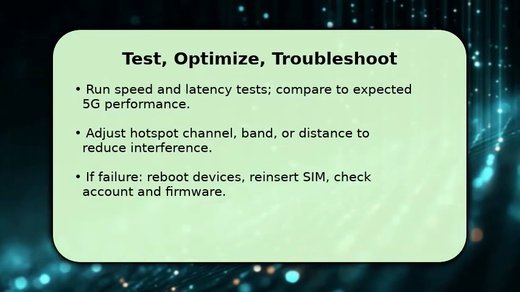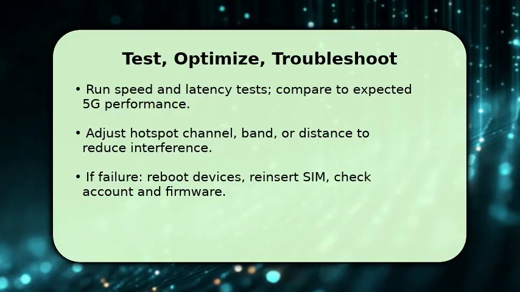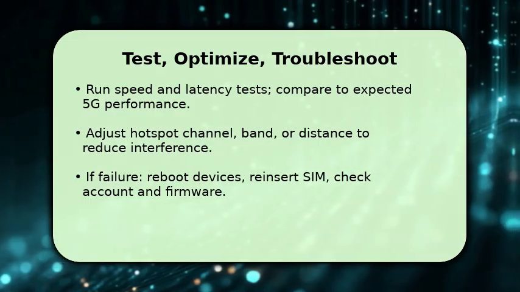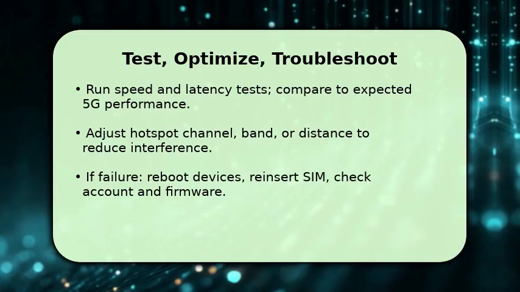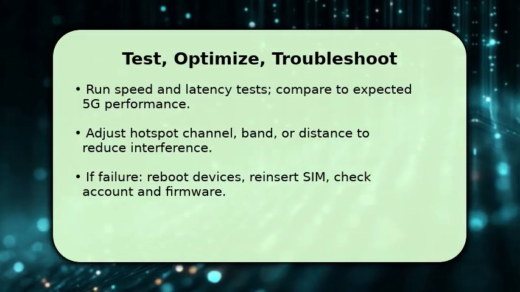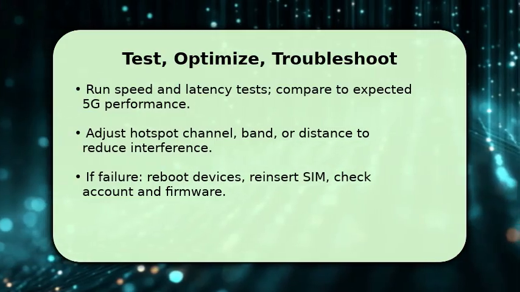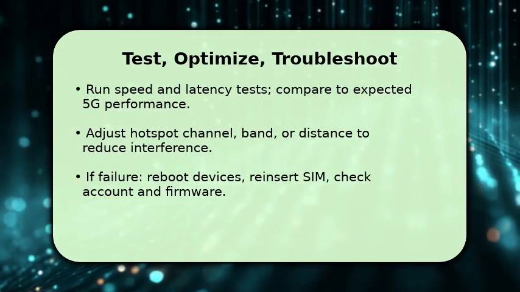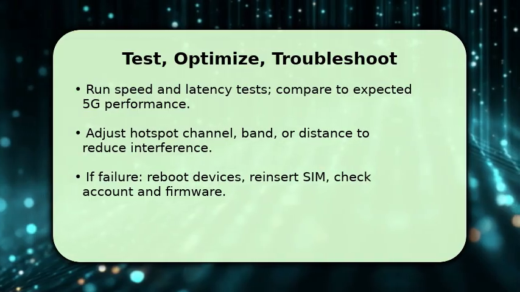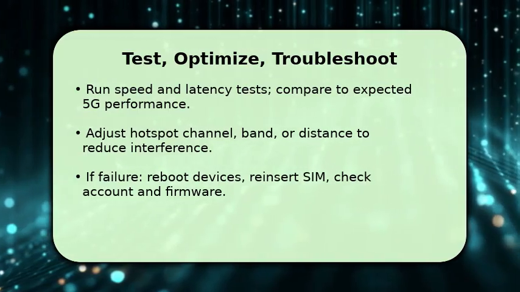Run speed and latency tests to confirm you're benefiting from the 5G gateway. If speeds are low, move the hotspot to a window, switch Wi-Fi channels, or change bands to avoid congestion. For persistent problems, reboot both the hotspot and phone, reinsert the SIM, and confirm your account shows 5G provisioning.